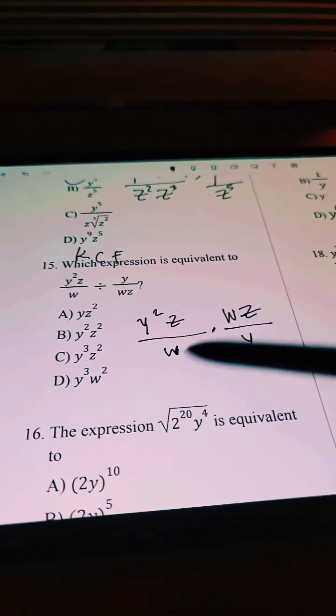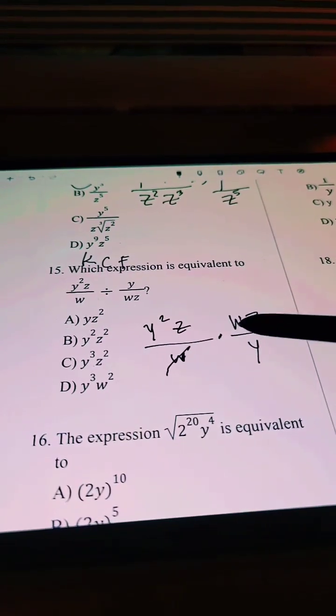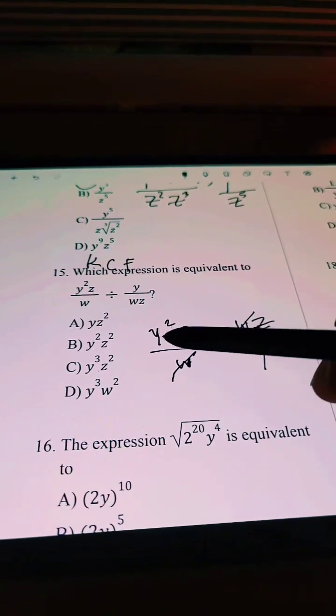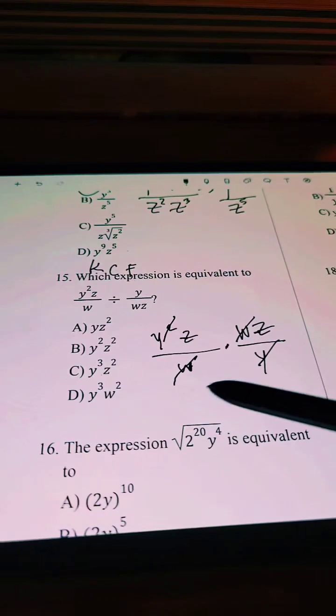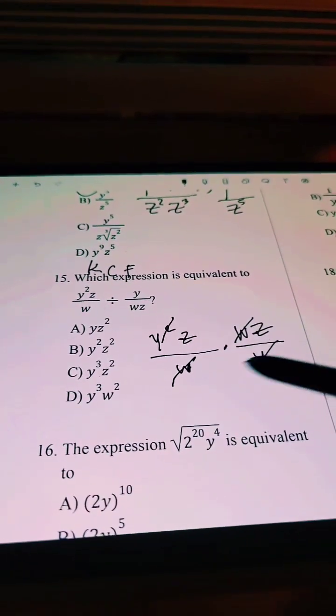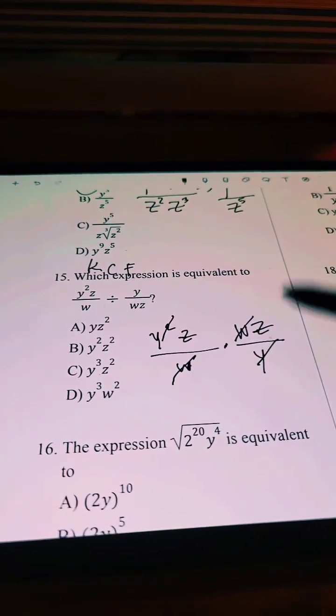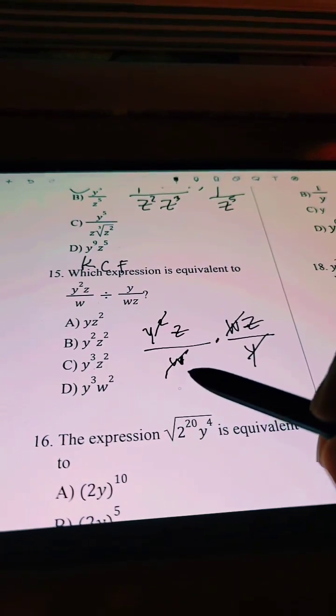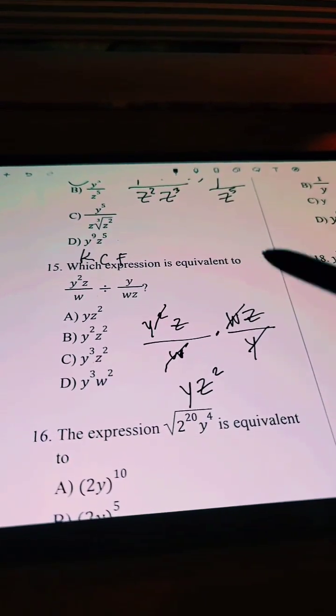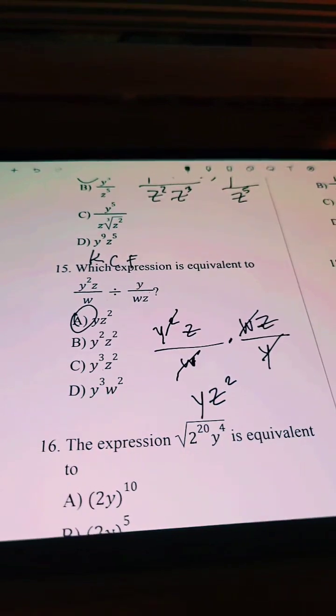And then now you can just cross cancel. So I'm going to cross cancel a W there, one of the Y's and one of the Y's here. So then I just have these all turn to 1s, and then that's just Y times Z times Z. So that's just Y times Z squared. So it would be A.